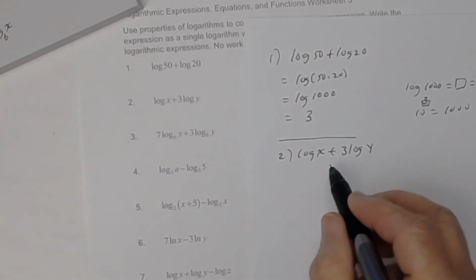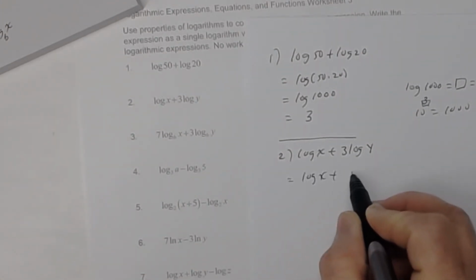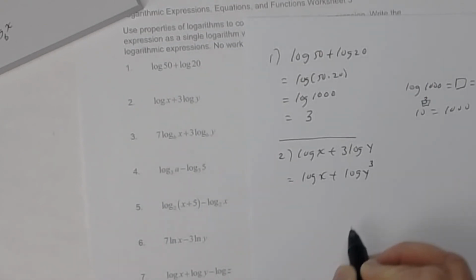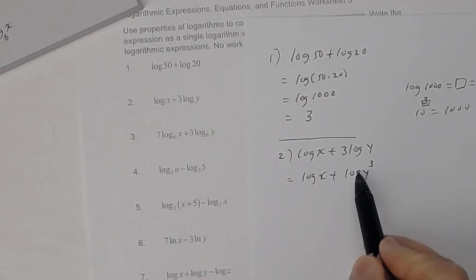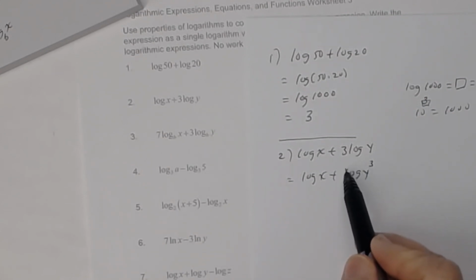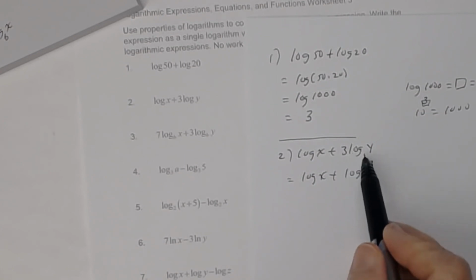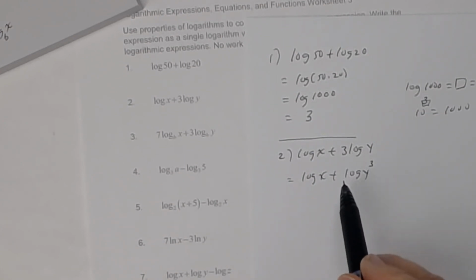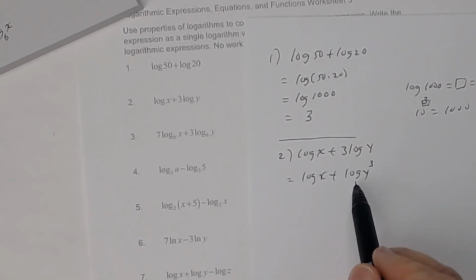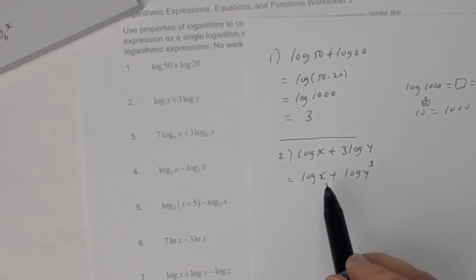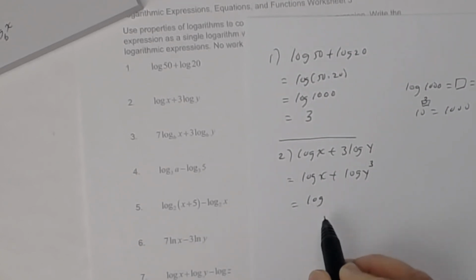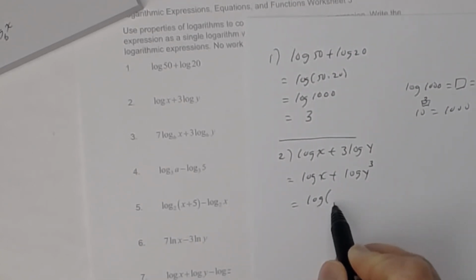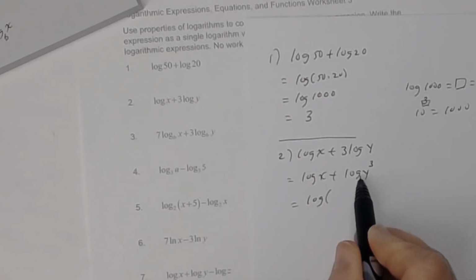Meaning this right here becomes the log of x plus the log of y cubed. And always think about this: if you were to use the power rule and take that 3 and write it as a product, then you would get this back. Now, this is a sum of two logs with the same base, so I can use the product rule to write it as a single logarithm, one log. My argument then is going to be the product of these two arguments. So it'll be x times y cubed. And there's your answer.